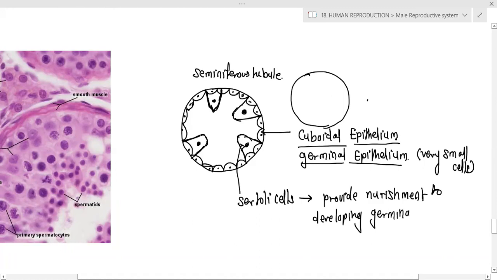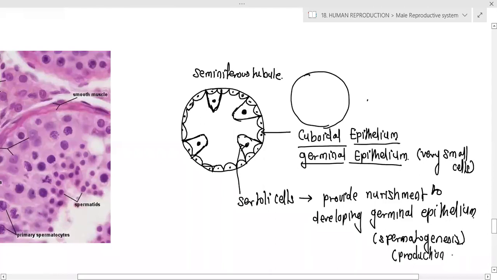Germinal epithelium undergoes the process called spermatogenesis. I will teach you spermatogenesis after this. But remember, they undergo spermatogenesis, that is, production of sperm, and this process is going on. Spermatogenesis is not a single step process. It is a multiple step process.